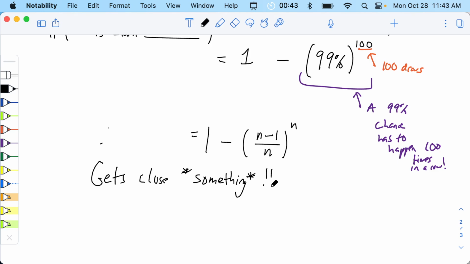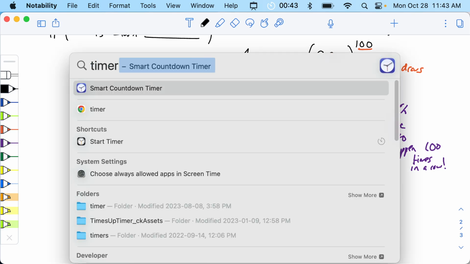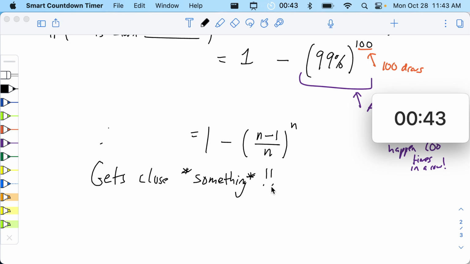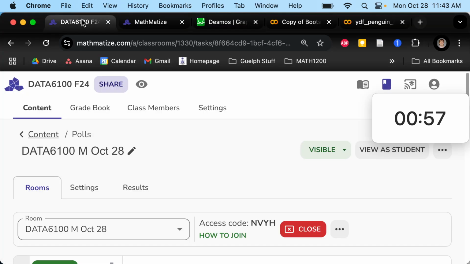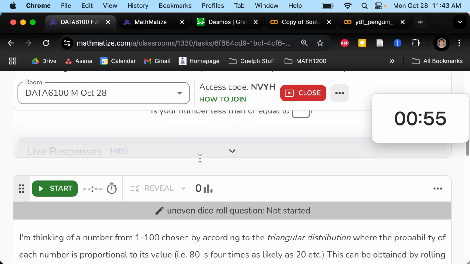I'll open up a little thing. I'll make a little word cloud. You guys can put in what you think. But take a minute and think, what is this getting close to? In other words, what is the limit as n goes to infinity of this thing? Okay, take a minute. I'll make a word cloud in our poll, and then I will see who got it right.